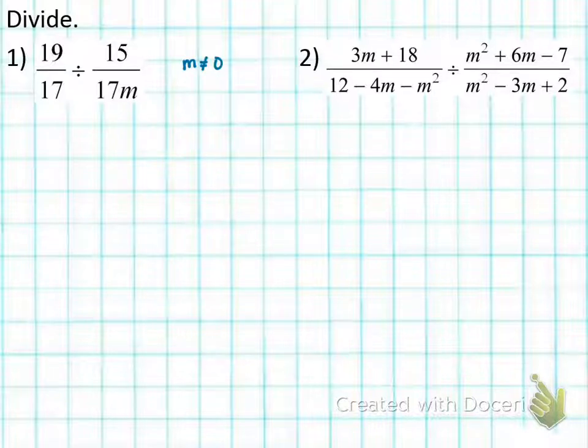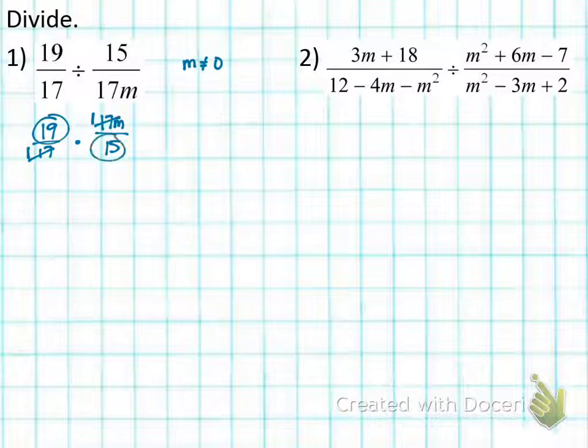Next thing I'm going to do is take my sign, my operation, and my second fraction, and multiply by the reciprocal. So we get times 17m over 15, and then we have 19 over 17 here. At this point I check again: are there any excluded values? No, there aren't any because there aren't any variables in our denominator. Pull out any common factors. There's a 17 here I can cancel with this 17, leaving just 1 and 1. I can't factor or cancel anything out of 19 and 15, so I leave those alone.